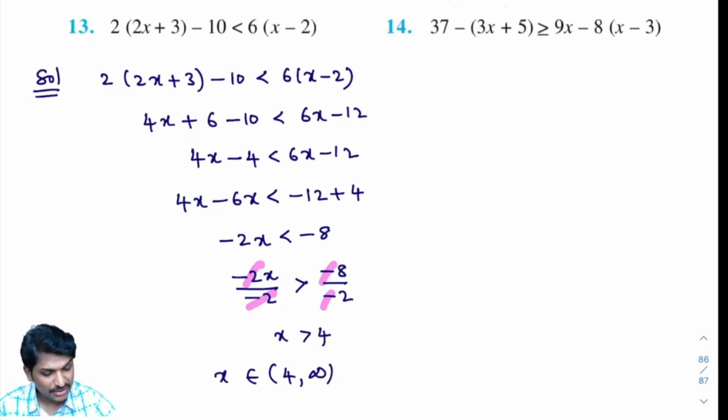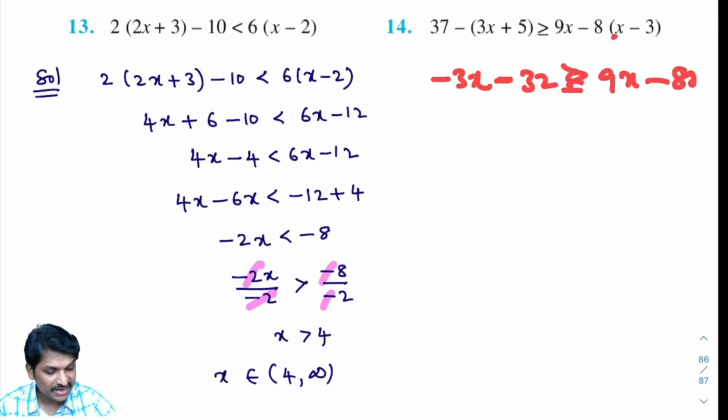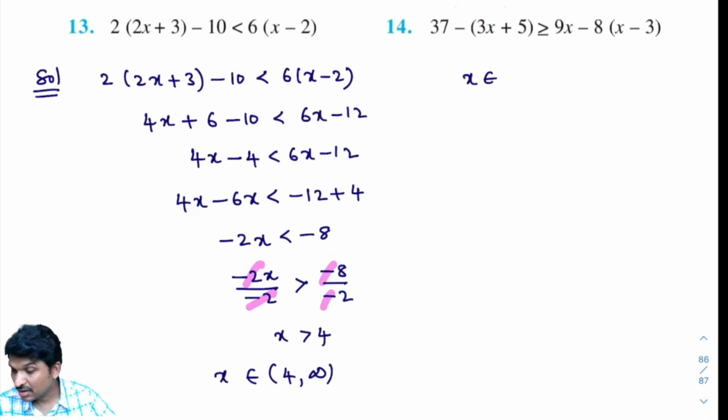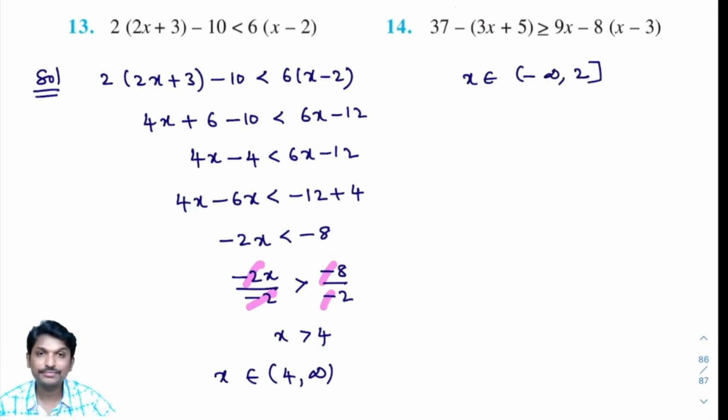And in the same way, please simplify this one. This is minus 3x plus 37 minus 5, that is 32, less than or equal to 9x minus 8x plus 24. Just write all x terms on one side like that, you will get the answer. I want you to try this 14th question on your own. For the 14th question, the answer is open interval minus infinity to closed 2.